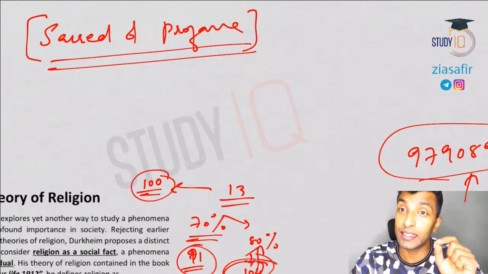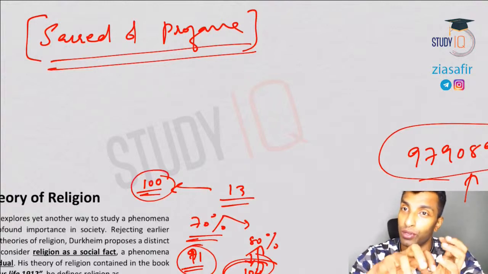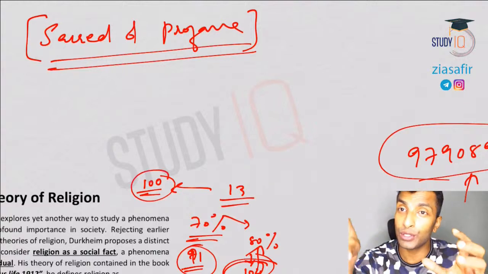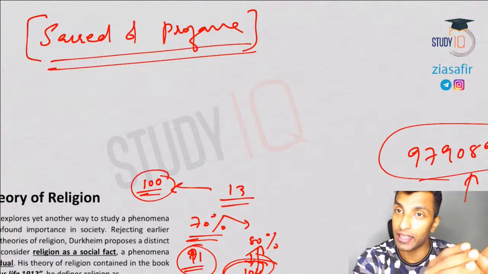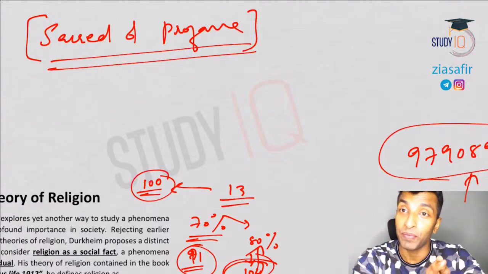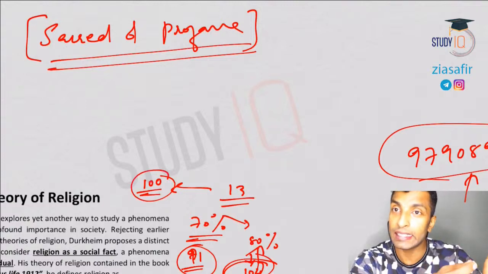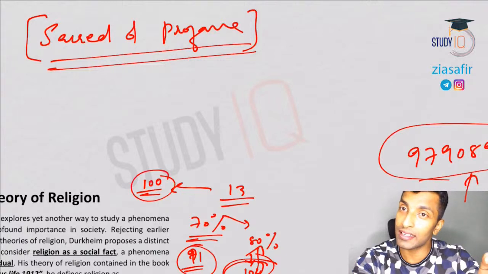So religion is a set of beliefs and practices related to sacred things. So related to sacred things, that is to say things set apart and forbidden. That means sacred things are what? The things which are set apart and forbidden. So from the definition you got it, and you remember the first part: religion is the system of beliefs and practices related to sacred things. So sacred is related with what?